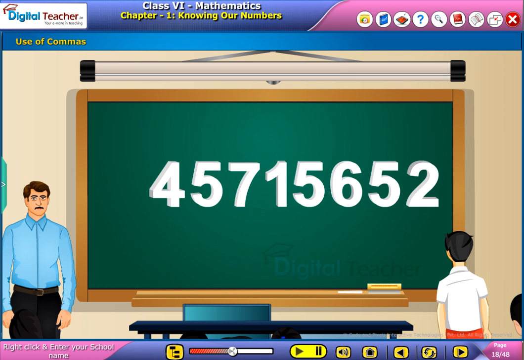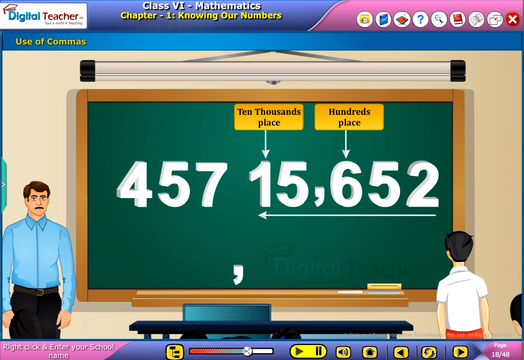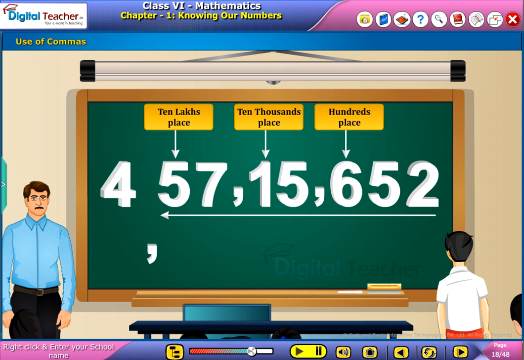See the number shown on the screen. Here, the first comma should come after hundreds place. That is, 3 digits from the right, and marks thousands. The second comma comes 2 digits later. That is 5 digits from the right. It comes after 10,000's place and marks lakh. The third comma should come after 10 lakhs place and marks crore.